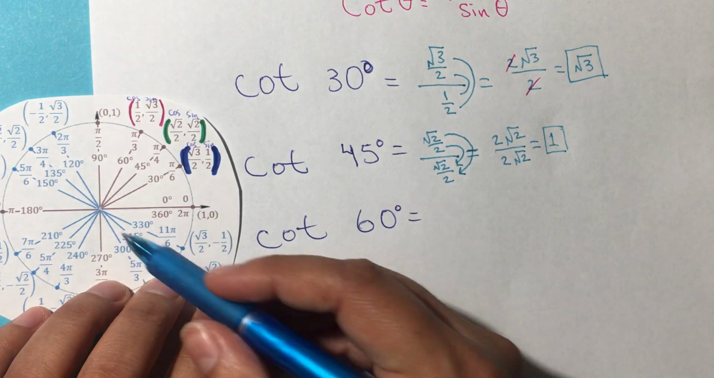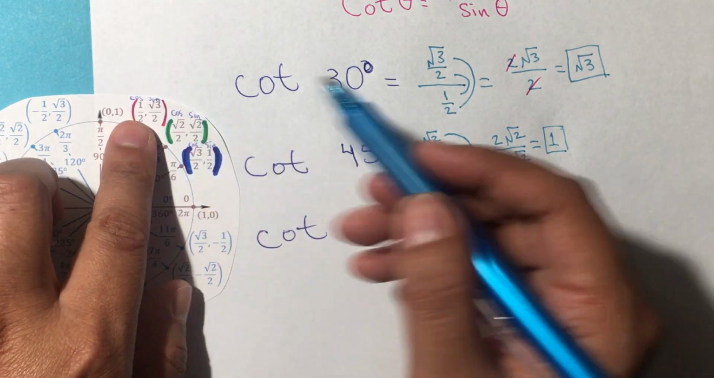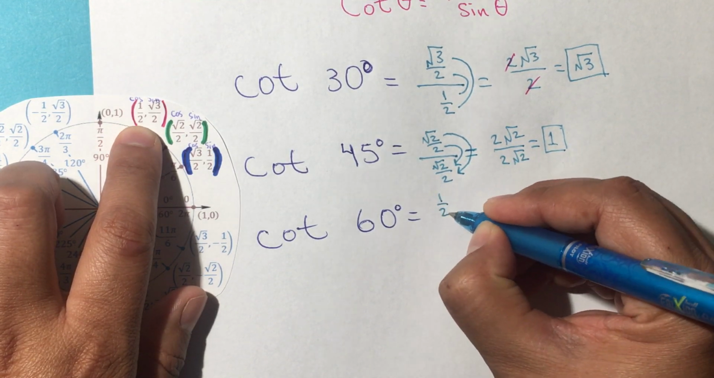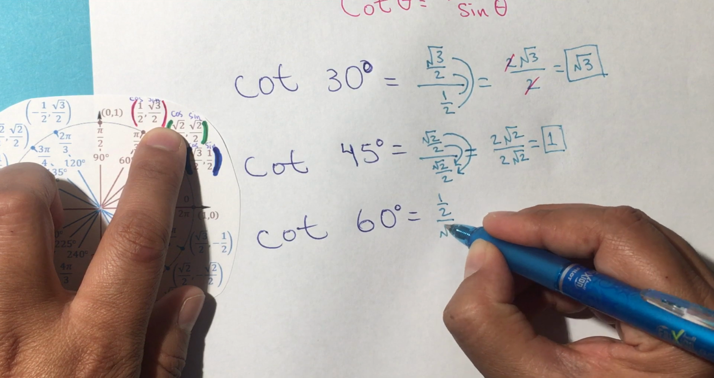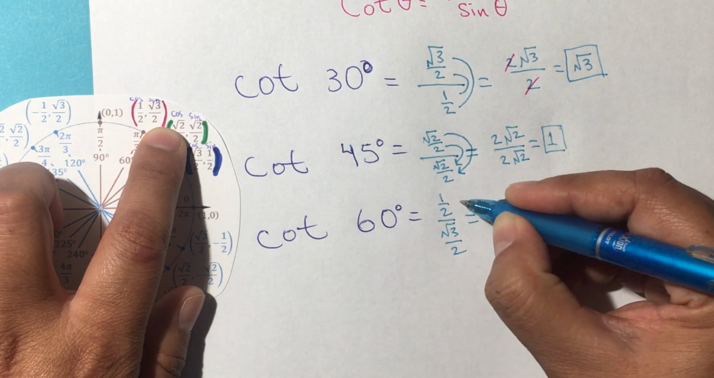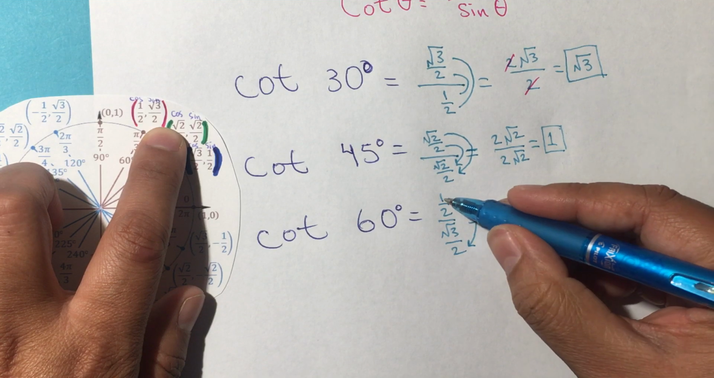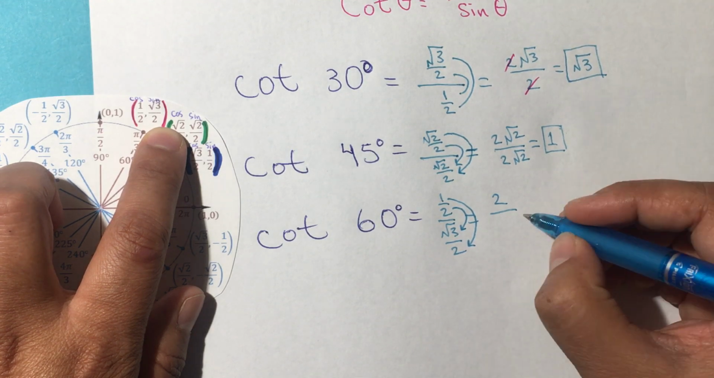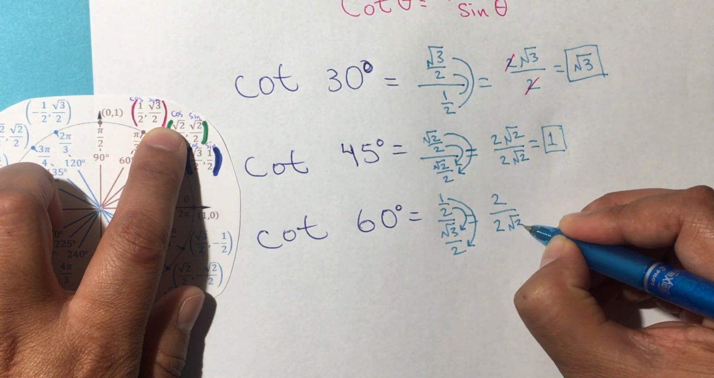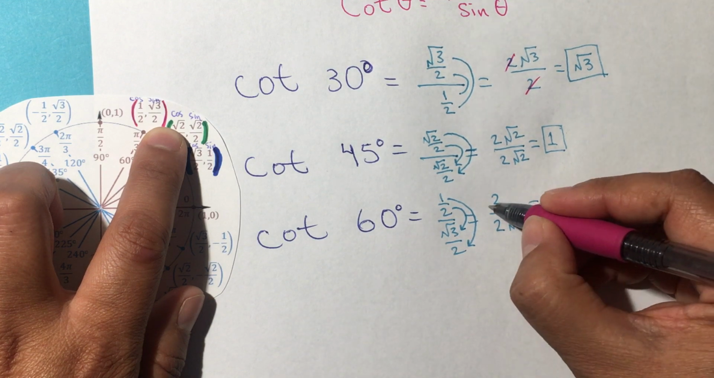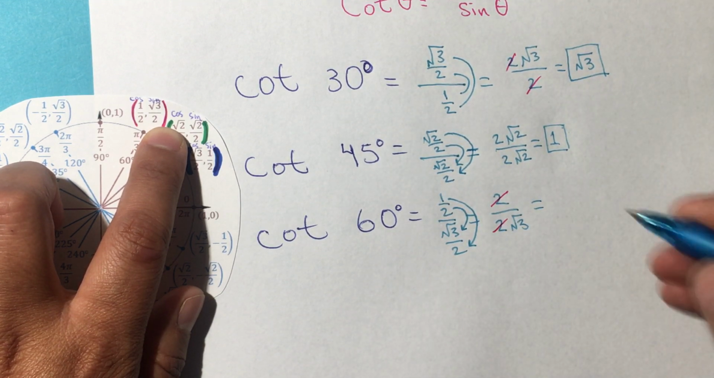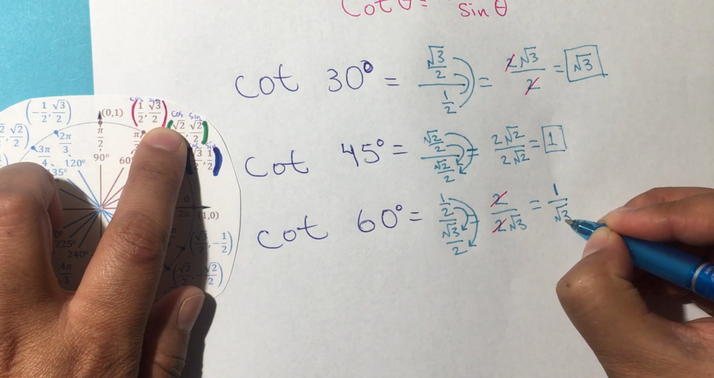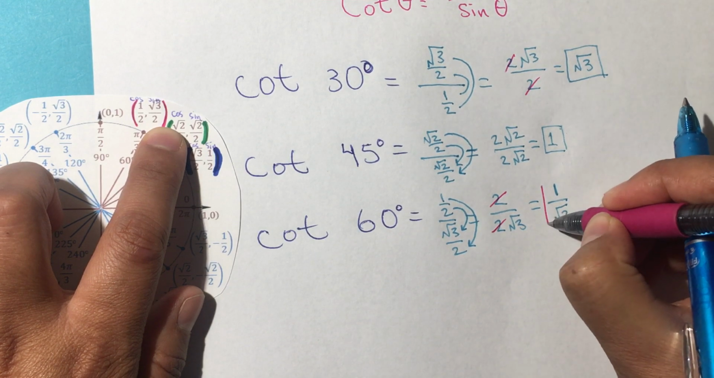Okay, cotangent of 60. Remember that cotangent starts with the cosine. So it's going to be 1/2 divided by the sine, which is square root of 3 over 2. Multiply the outer values, so 1 times 2 is 2, over 2 times the square root of 3, which is 2 square root of 3. 2 divided by 2 becomes 1, you put it in the numerator, and you just bring over the square root of 3.